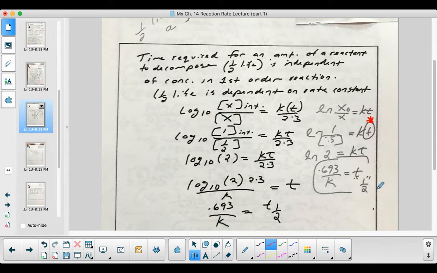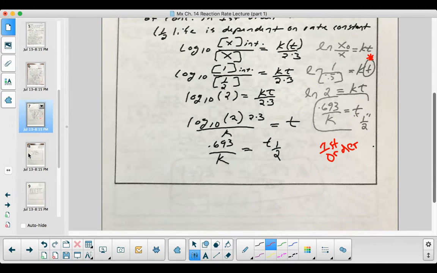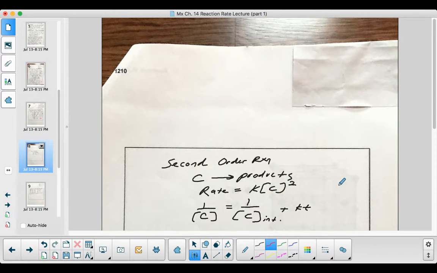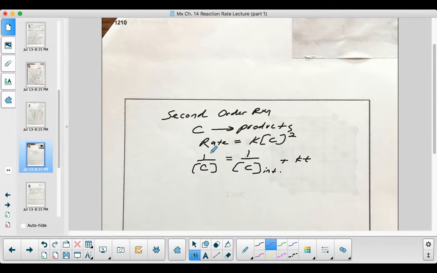So I can say that the T1/2 for a first order decay process, and again, this is the one that's typical, first order for half-life, is equal to the constant 0.693 over whatever the K is, which is the rate constant for that particular reaction. Right, and then the second order related rate expression is this. It's 1 over the concentration. So 1 over the final concentration is equal to 1 over the initial concentration plus KT.